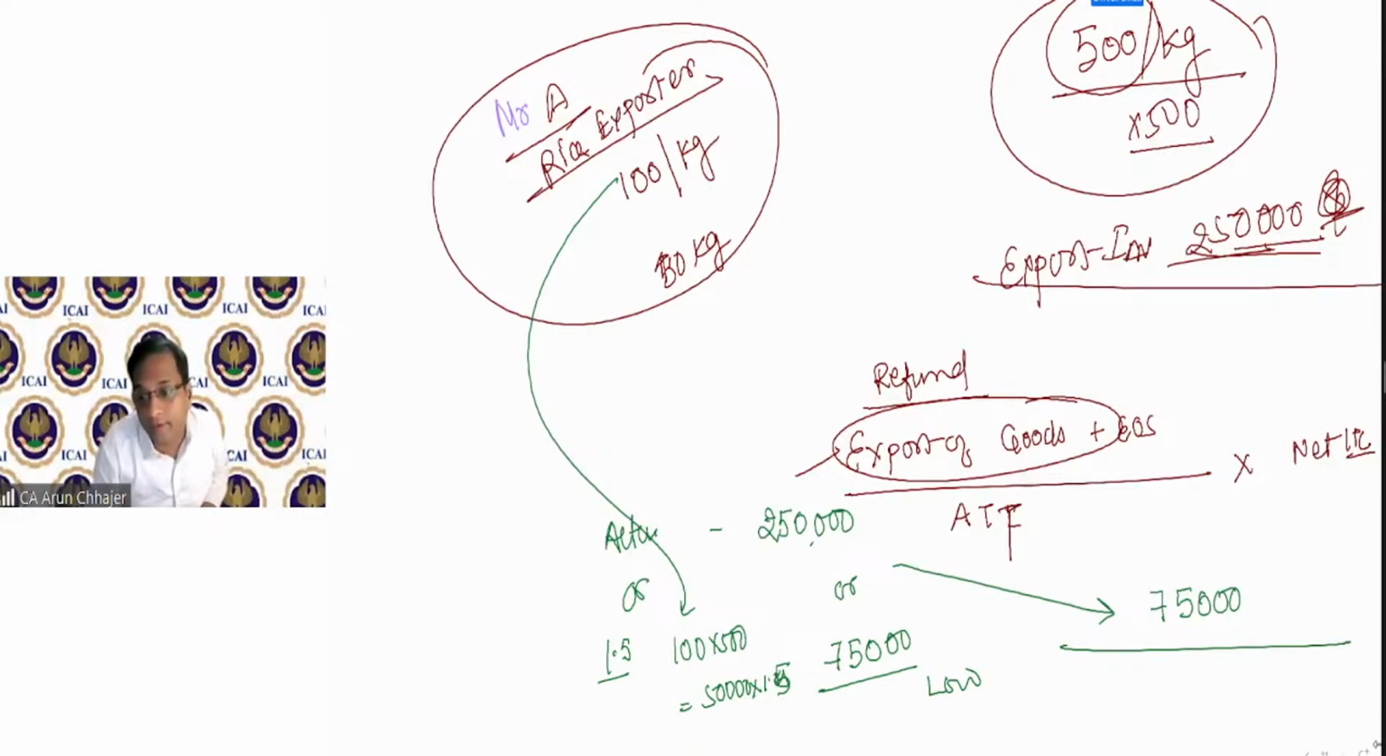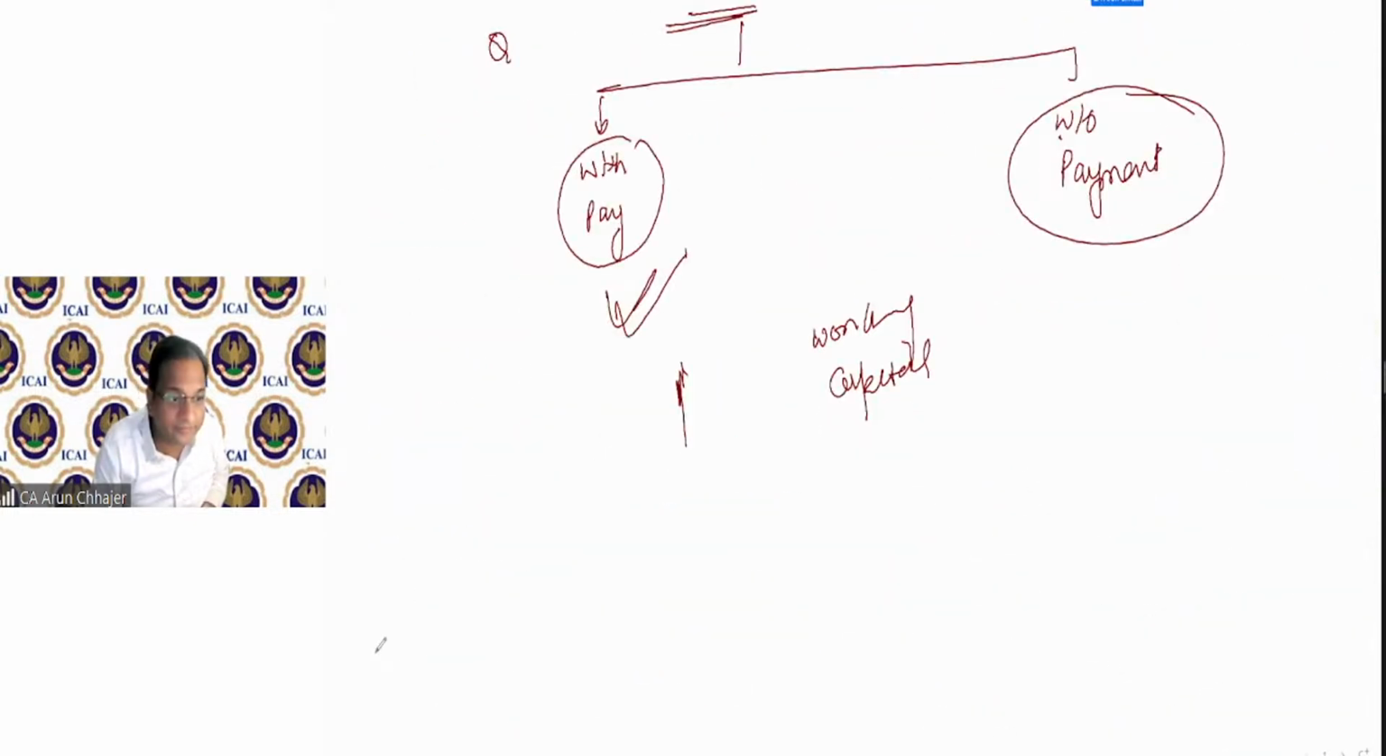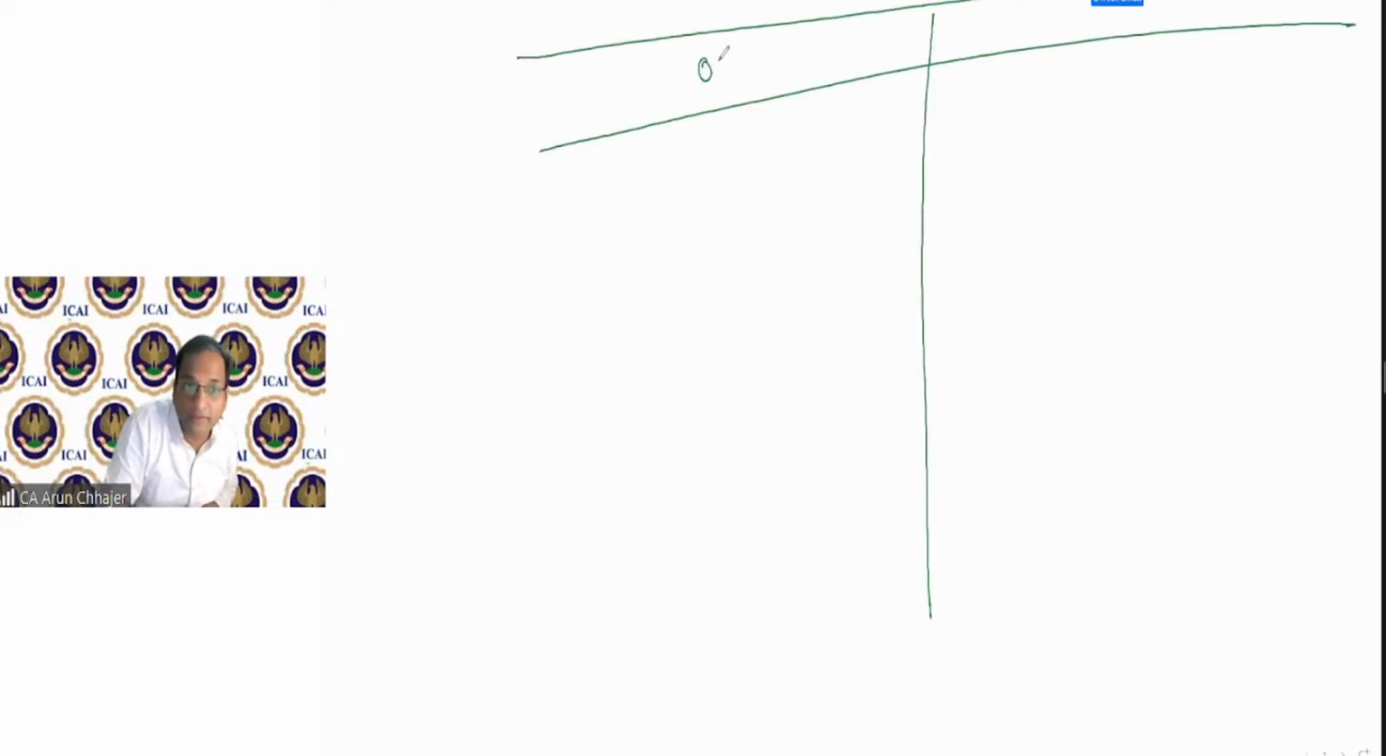So when I was talking initially about whether I should go for payment of IGST or without IGST, means LUT, what is the factor that I should consider? I can say auto refund for export of goods, no need to file a refund application.